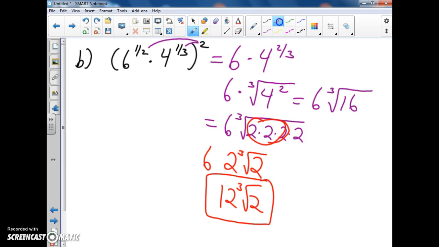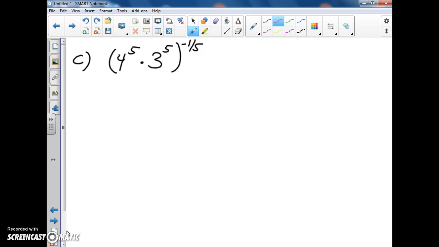You got it. What you're going to do is you're going to distribute, right? You're going to distribute negative 1/5 to this and negative 1/5 to this. Okay. So how much is 5 times negative 1/5? Negative 1. 4 to the negative 1 times. All right. How much is 5 times negative 1/5? Negative 1. 3 to the negative 1.